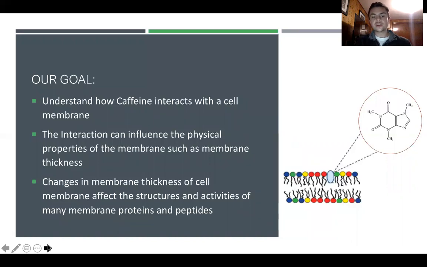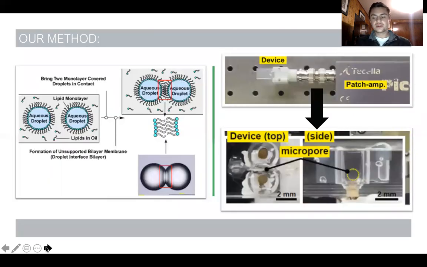And this is of importance because the thickness of our membranes can alter the activity of membrane proteins. And if we have altered membrane proteins, it can lead to diseased phenotypes. So by understanding if caffeine can affect membrane thickness, we can understand if it has an effect on membrane protein function. So in order to do this, we had to do two things.